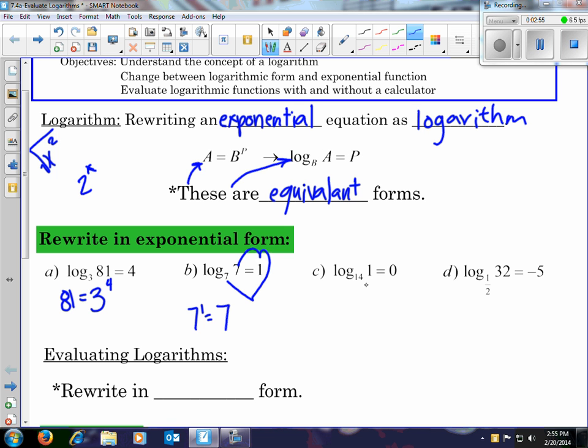So let's do the next one. I have my heart, which I'm going to draw. So I have 14 to the 0 power is equal to 1. So I have my base 14, which is to my power 0, which is equal to 1. And this works every time you have a logarithm that's in this form. And the last one, we should draw our heart. So I have 1/2 to the negative 5 power is equal to 32.